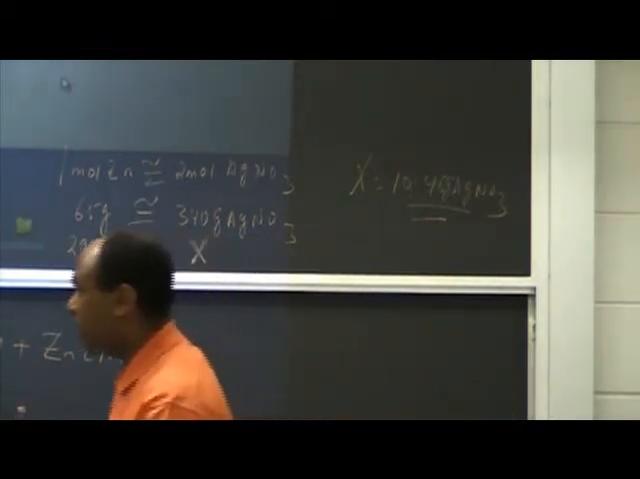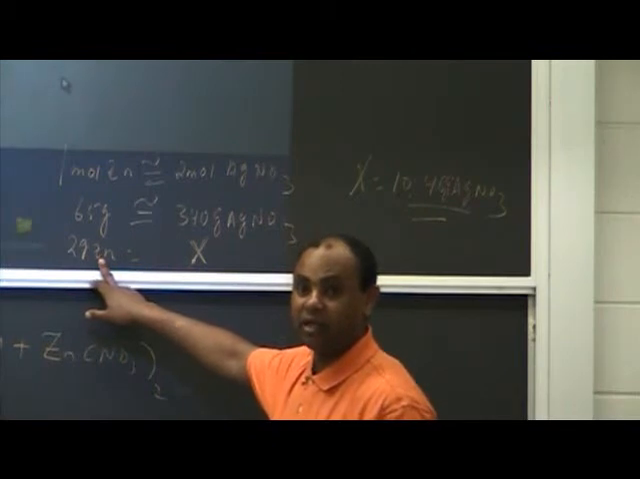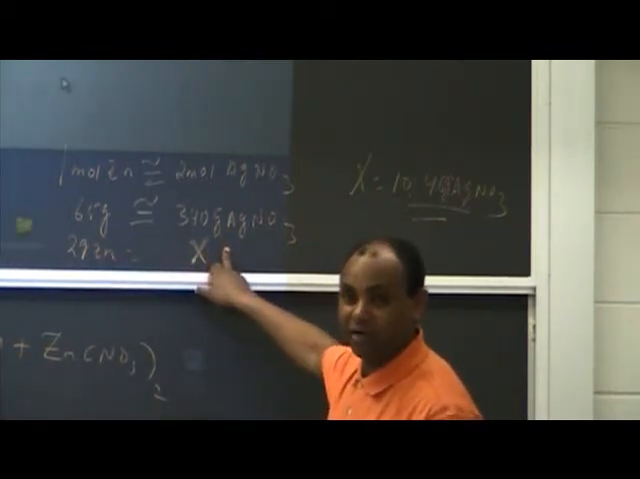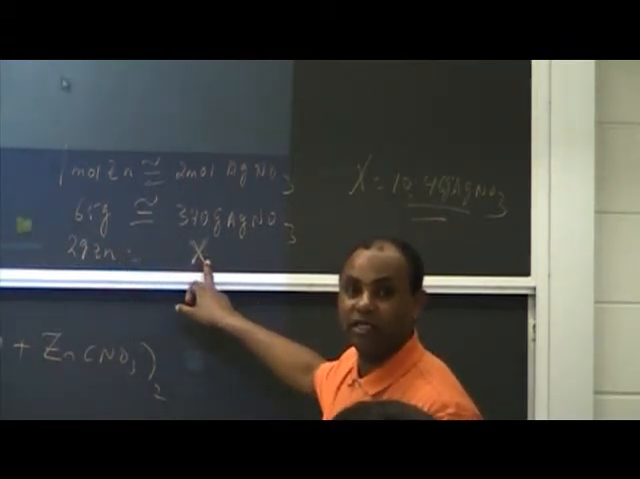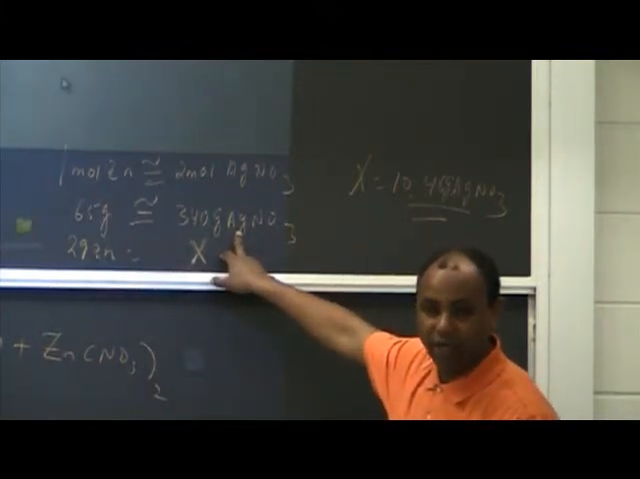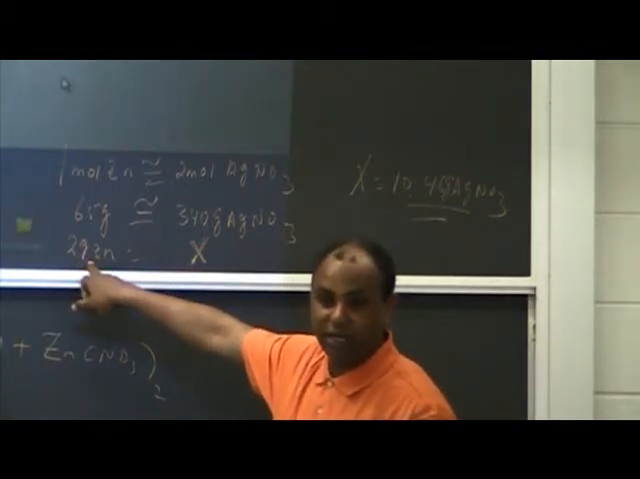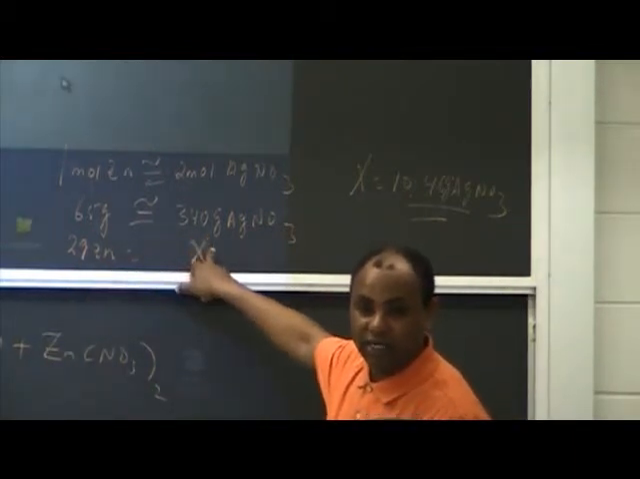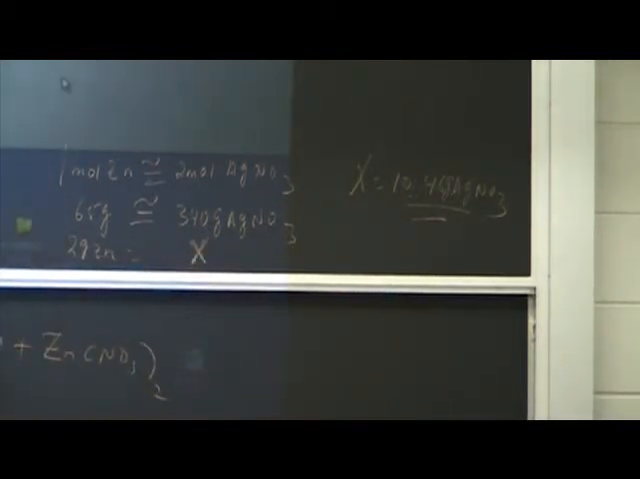Which means that if you have 2 grams of zinc, you need 10.46 grams of silver nitrate. That's the truth. The 2 grams of zinc needs how many grams of silver nitrate? 10.46, because 65 grams requires 340 grams of silver nitrate. If I have 2 grams of zinc, how many grams of silver nitrate do I need? 10.46. Unfortunately, though, I have 2.5 grams of silver nitrate.